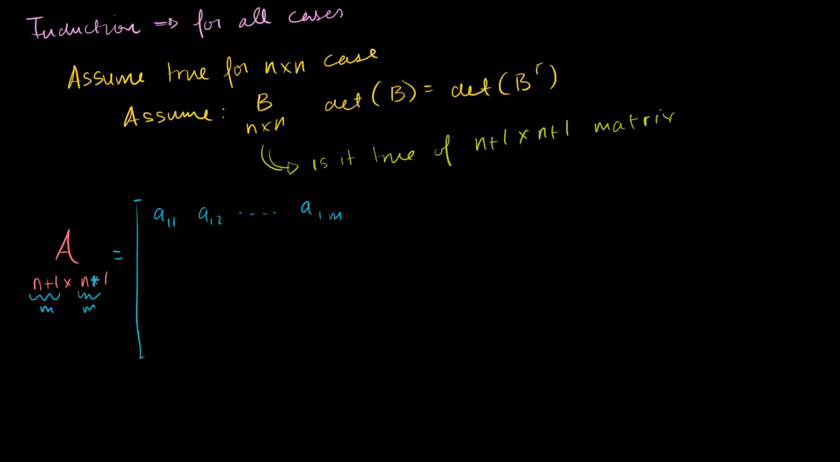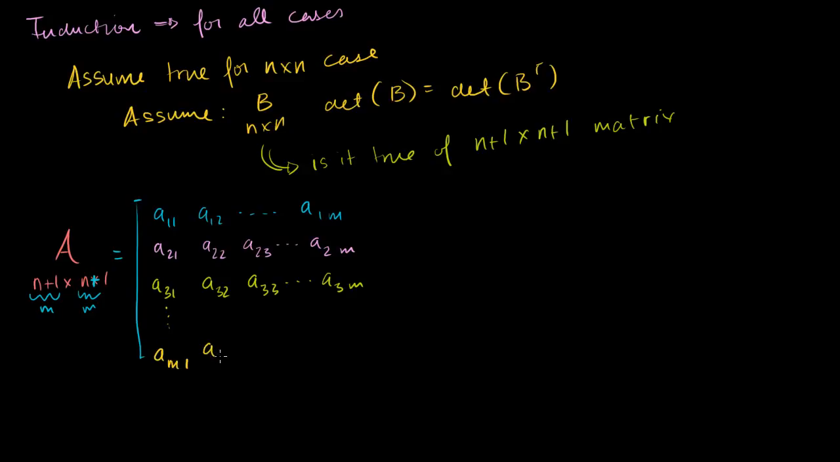And then we do our second row right here. A21, A22, A23, all the way to A2m. Then you have your third row right here. A31, A32, A33, all the way to A3m. And then you go all the way down here. At the end, you have your mth row, which is also your n plus 1th row, which is A. So it's your mth row, first column.